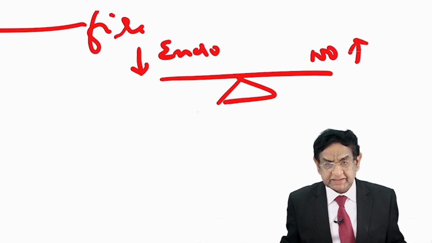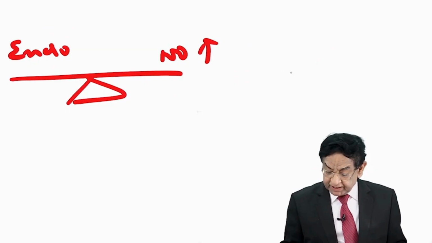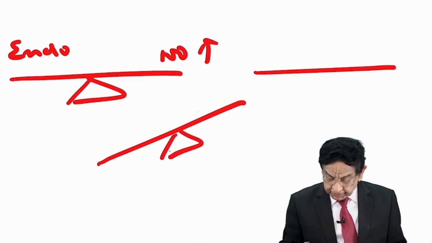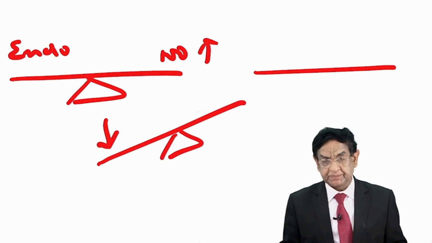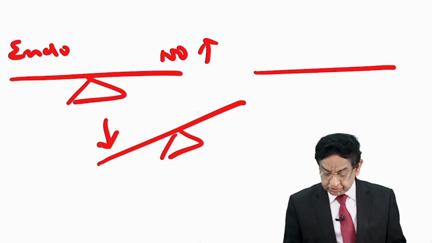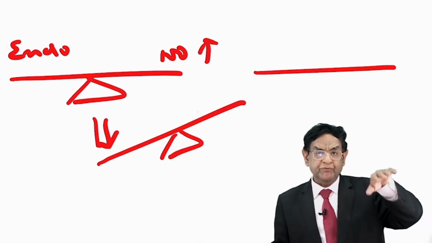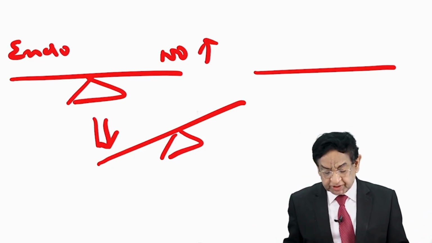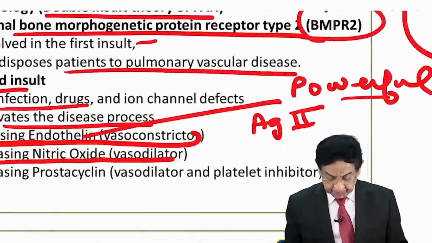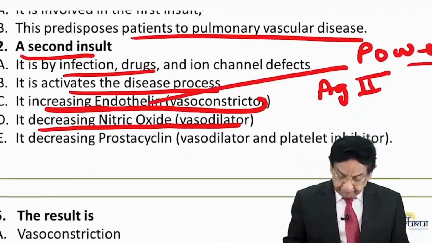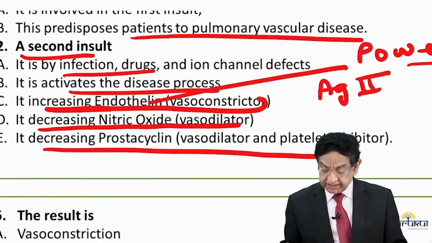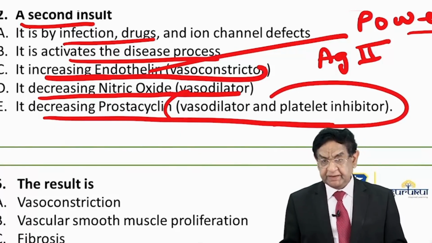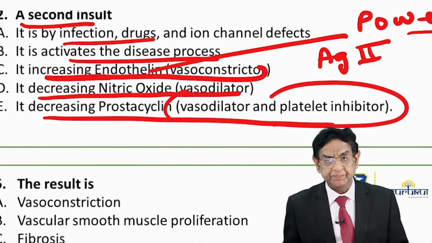So now in this case, what happened? Endothelin will be more. It will cause more vasoconstriction. The dilator is reduced. So that means more and more vasoconstriction will occur. The equation is going toward vasoconstriction. Even prostacyclin is decreased. They are again vasodilators, and they also inhibit platelet aggregation.